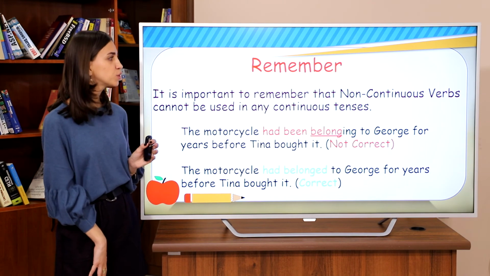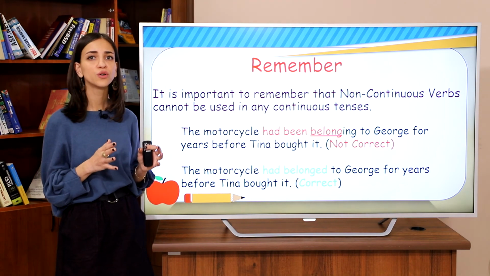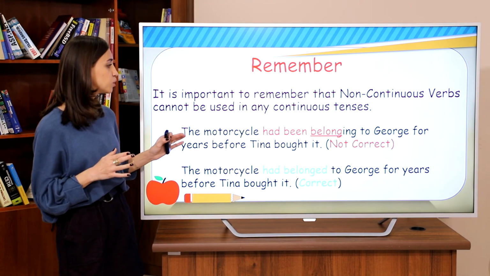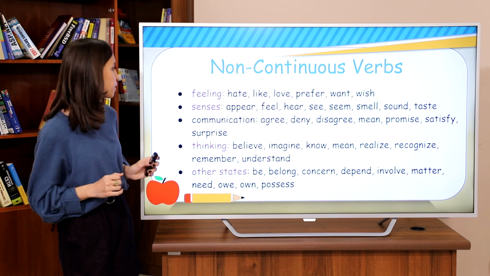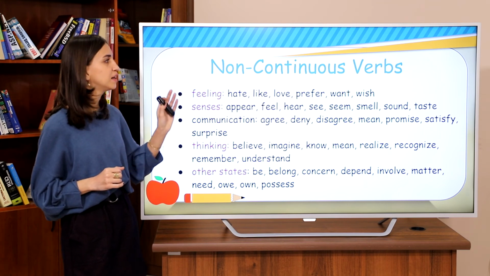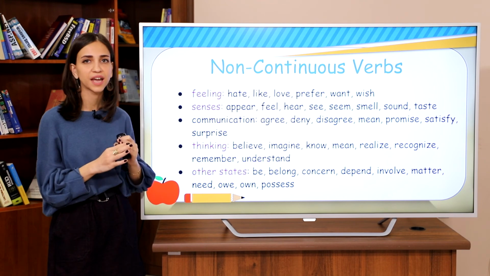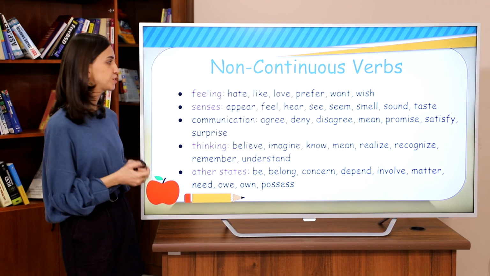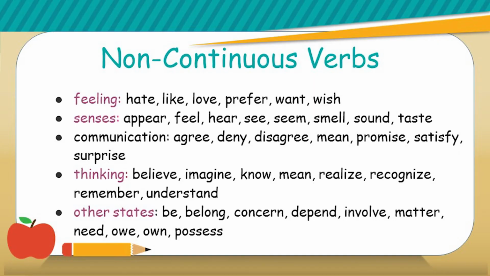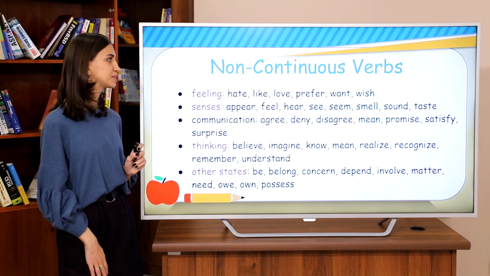So, it is important to remember that in English there exist non-continuous verbs. The motorcycle had been belonging to George for years before Tina bought it. It's not correct. Why? Because belong is not a continuous verb. So it can't have the continuous form. We can't add ing to this verb. Non-continuous verbs in English show feeling, senses, thinking, and some other states. Read please all these words and you can learn them by heart.